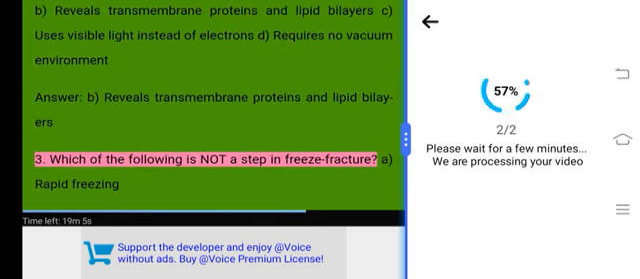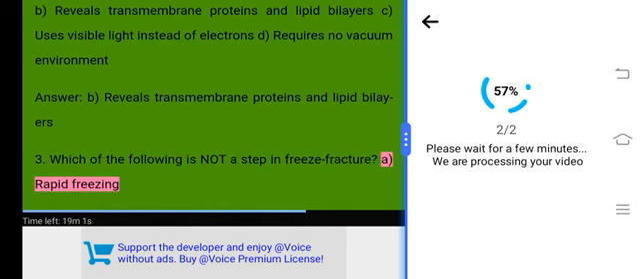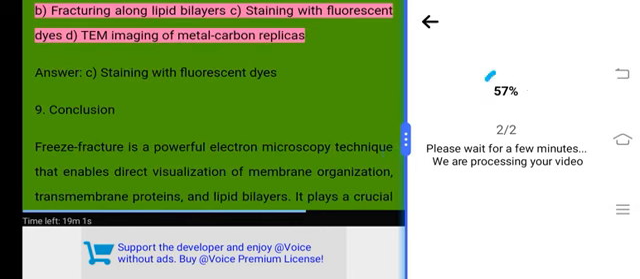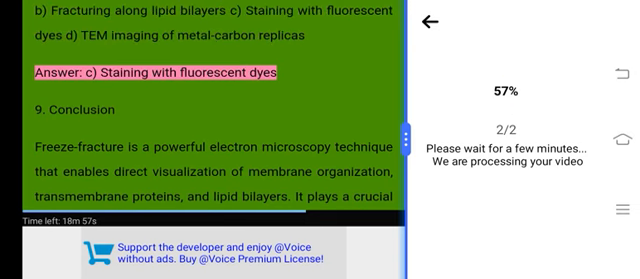3. Which of the following is not a step in freeze fracture? A. Rapid freezing. B. Fracturing along lipid bilayers. C. Staining with fluorescent dyes. D. TEM imaging of metal carbon replicas. Answer: C. Staining with fluorescent dyes.